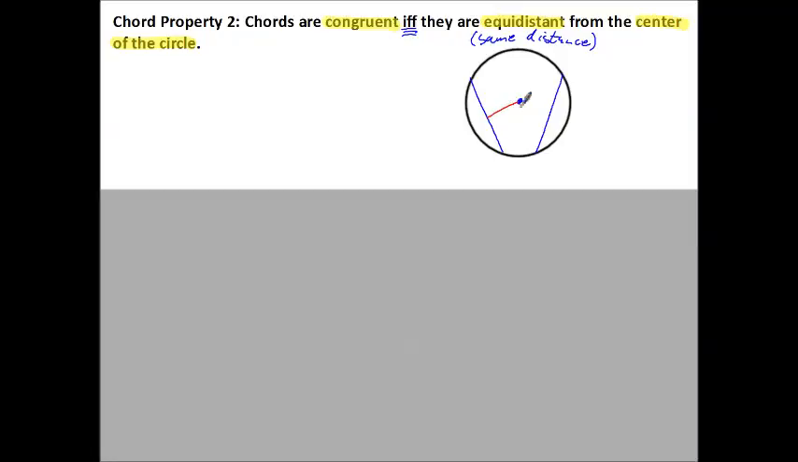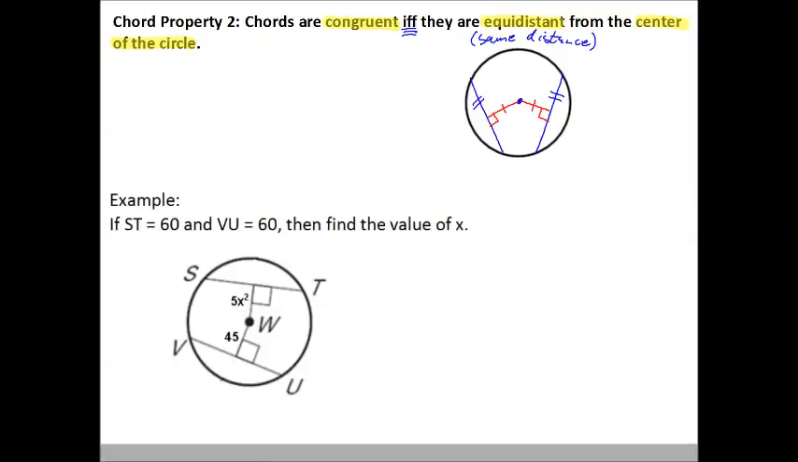So the distance between the center and the chord to the left would be this line, and the distance from the center to the chord on the right would be this line, and both of these segments have to be perpendicular to the chords. And if these two are congruent, then these two have to be congruent as well. And here goes our example. If ST is equal to 60 and VU is equal to 60, then find the value of x.